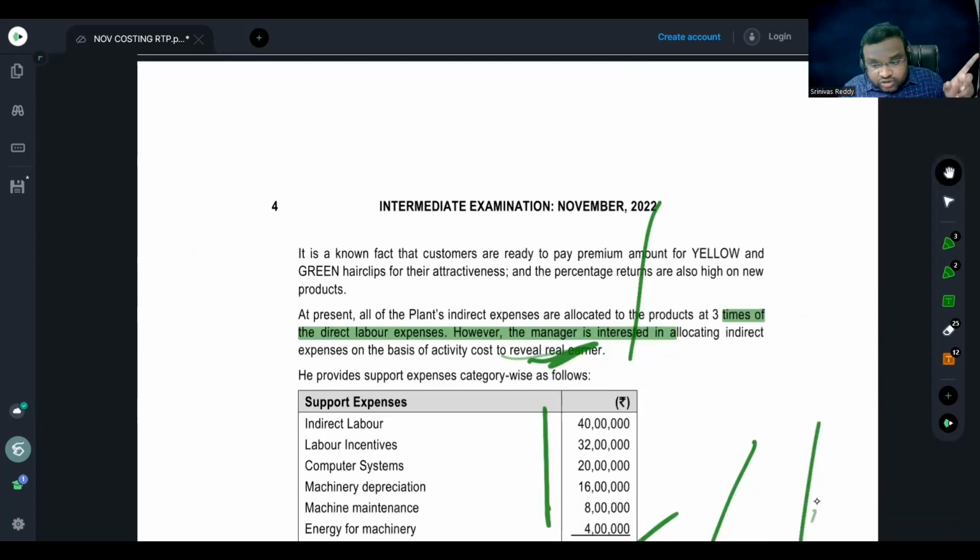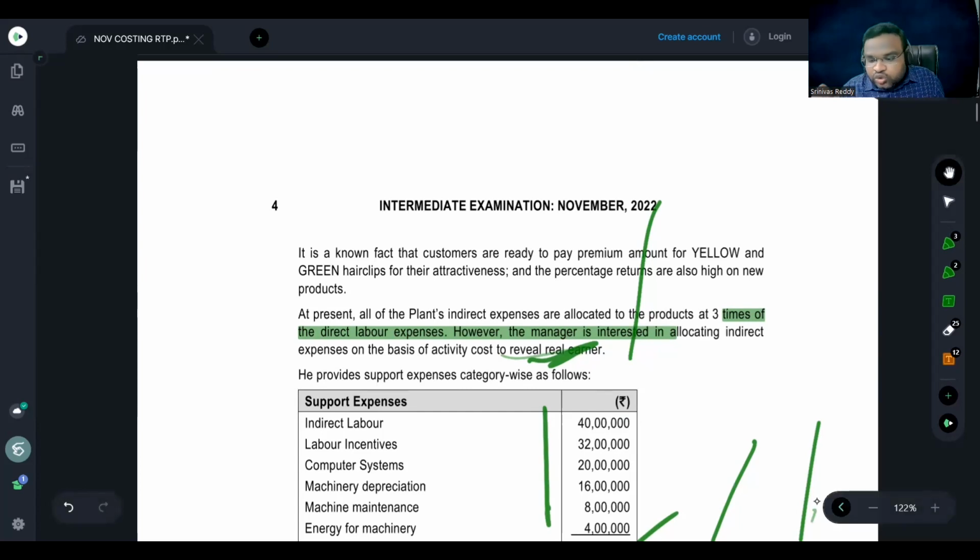Because the total direct cost is 40 lakhs, indirect labor is 40 lakhs. Correct? What did they say? Incentives, you need to allocate 40% of the labor expense. On 40 lakhs, 40%, 16 lakhs. On indirect labor, 40 lakhs, 16 lakhs. So total put together, 32 lakhs.